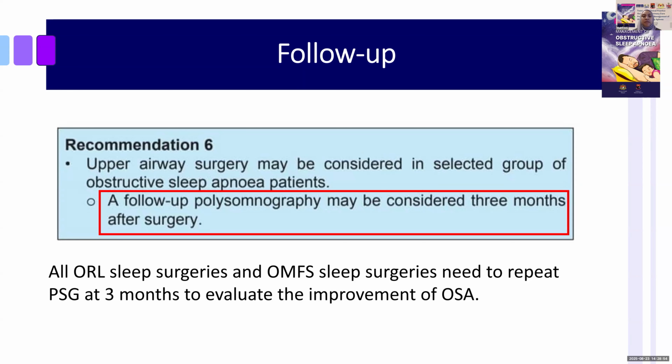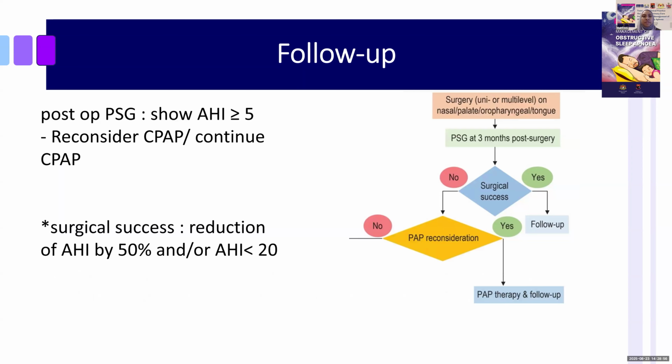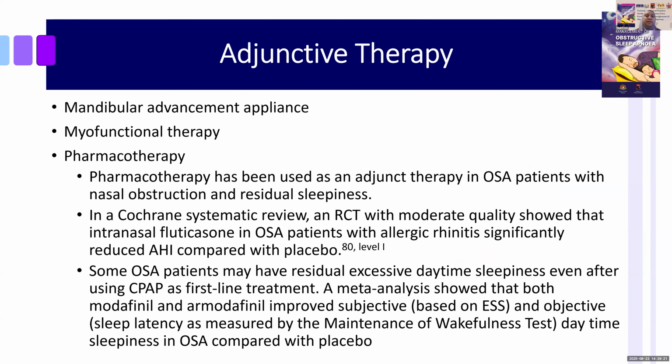Follow-up for patients after surgery. How do we measure the success? Surgical success is shown by reduction of AHI more than 50% and or AHI less than 20. Okay, so if post-op PSG after surgery still shows AHI more than 5, we should reconsider CPAP or continue the CPAP therapy. Moving on to adjunctive therapy.